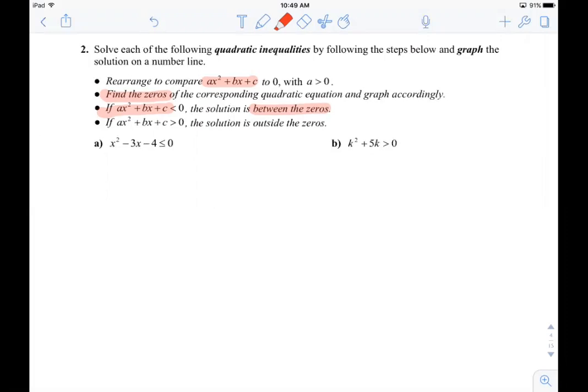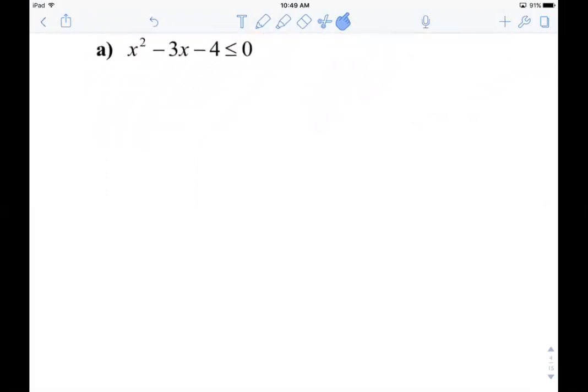But if our quadratic was meant to be greater than 0, then the solutions that we want are outside the zeros, and I'll show you on a little graph that we sketch out how that works. And again, when I say graph, I don't mean a full x and y coordinate system, I mean just along a single number line of x values. So let's look at one like this first.